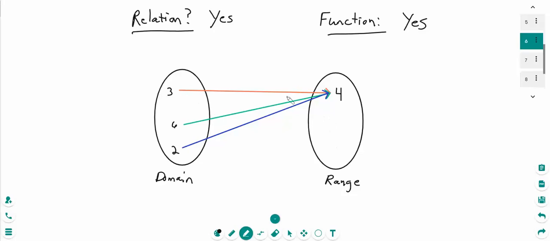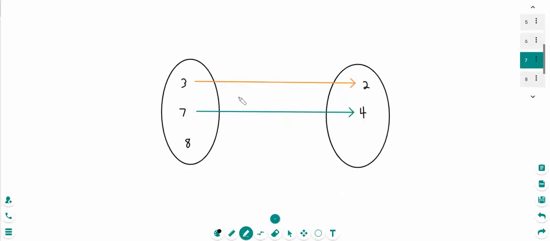All right. So in this case, 3 goes to the 4, 6 goes to the 4, 2 goes to the 4. But that's great. There's nothing wrong with that. The 3 does not go to something other than just the 4. It doesn't go to like a 4 and a 5. It just goes to one single member of the range. It has one image. One image. Okay? That's fine. So this would be a function. All right? All right, how about this one? Is this one a relation?